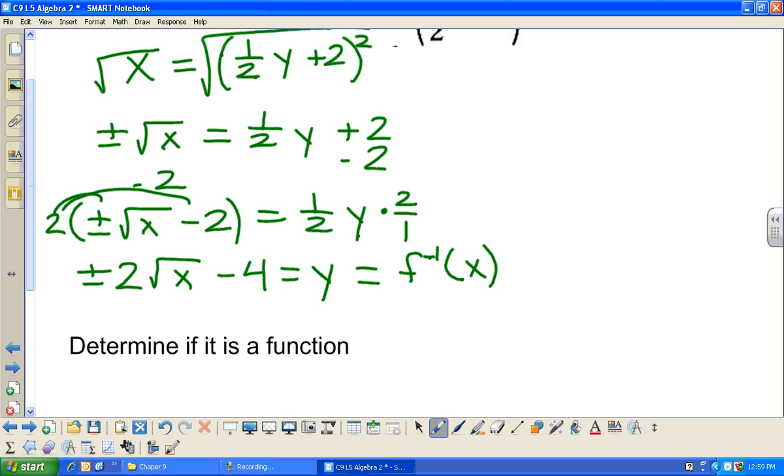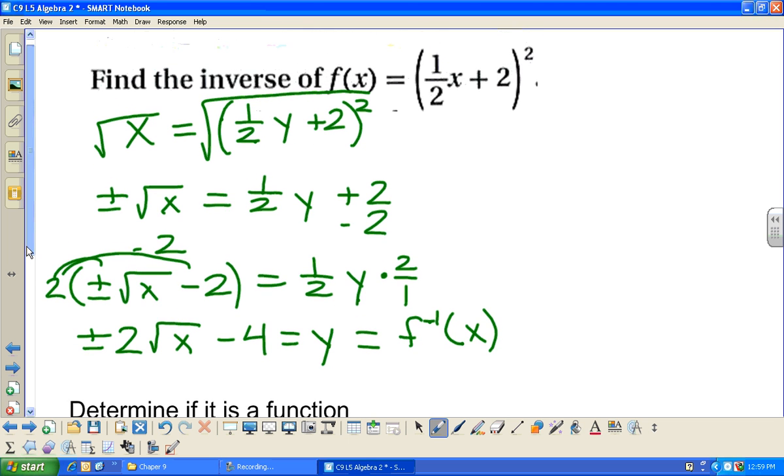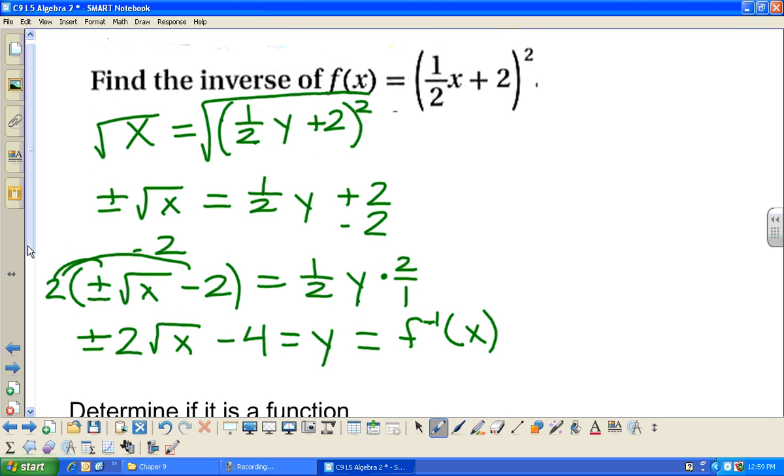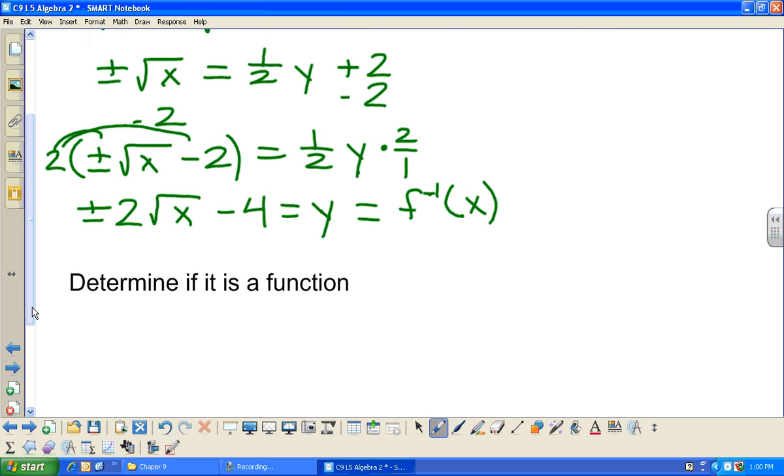Determine if this new function is a function. What I'm going to do is look back at the original equation. Since we have a squared here, this would be a parabola. So my graph would look something like this. To see if the inverse is a function, I'm going to do the horizontal line test. And since the horizontal line test shows me that it goes through more than one point, that means that the inverse is not a function.